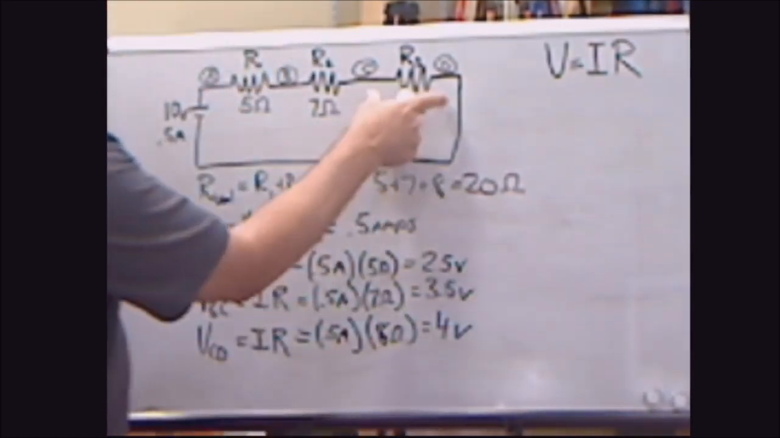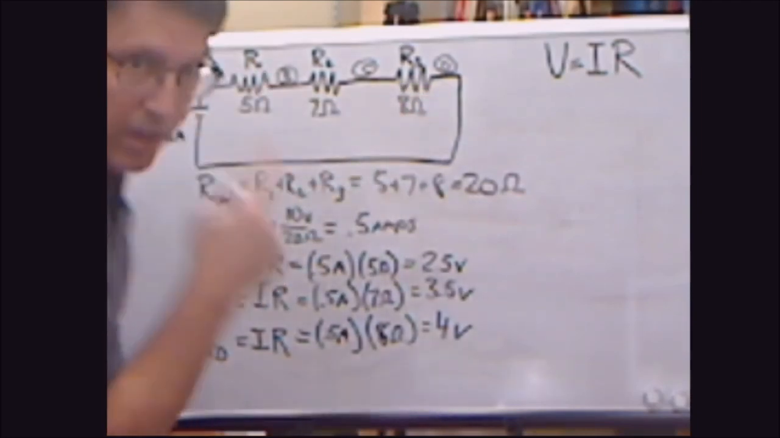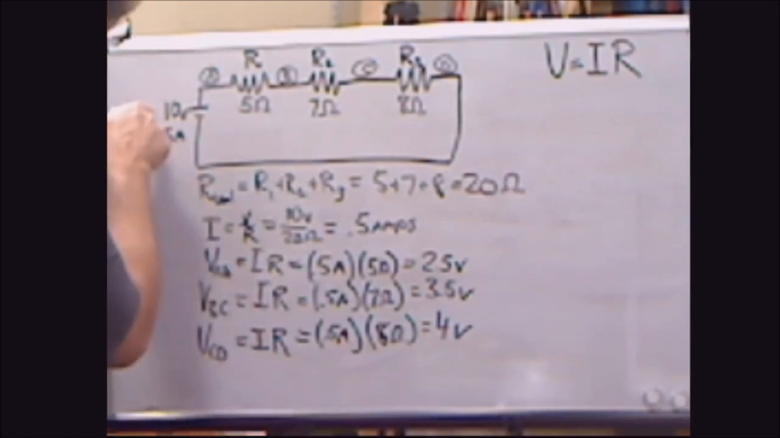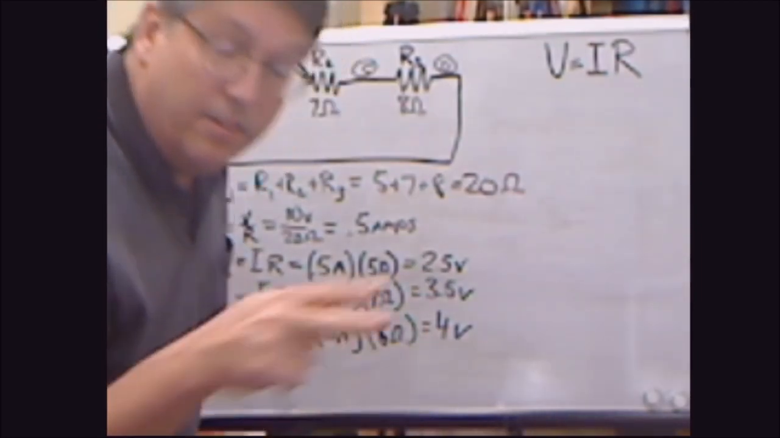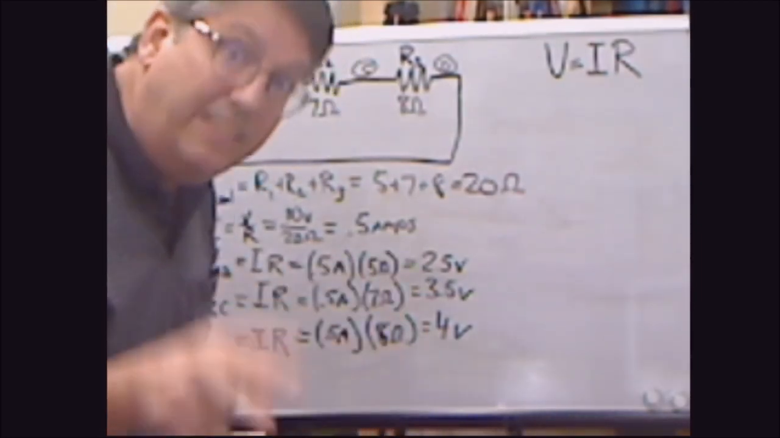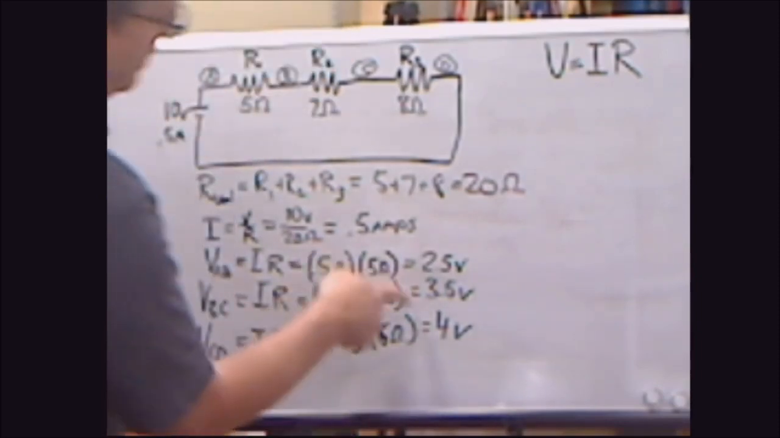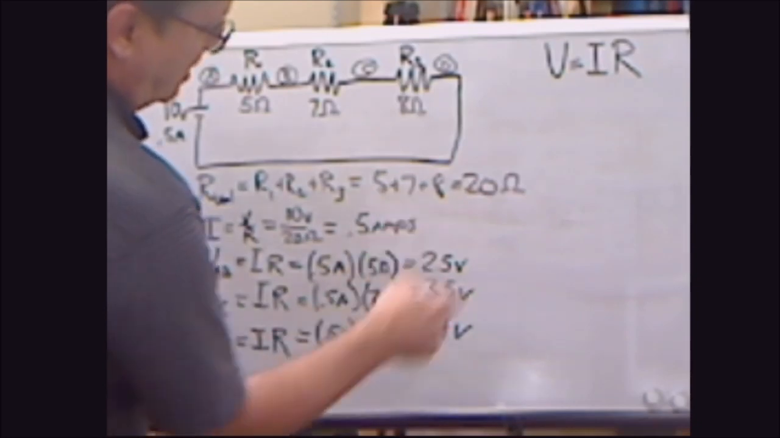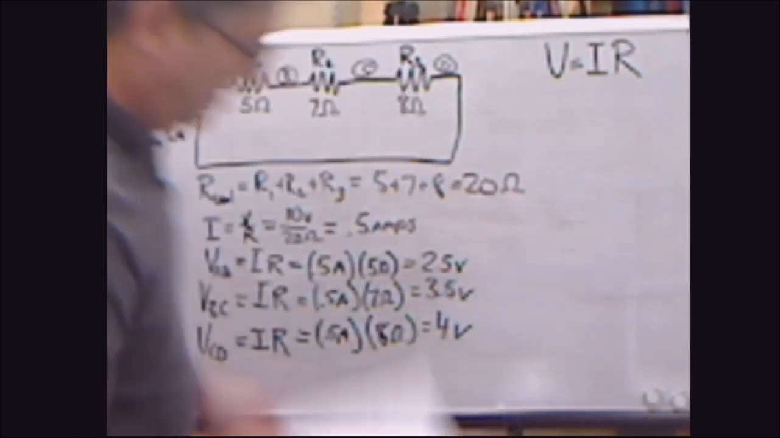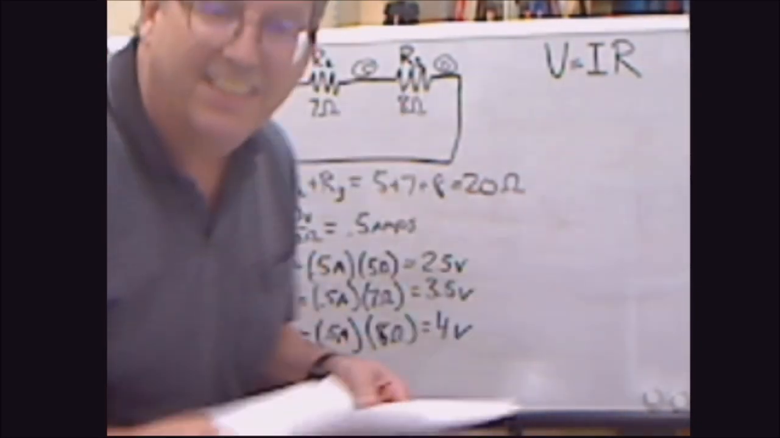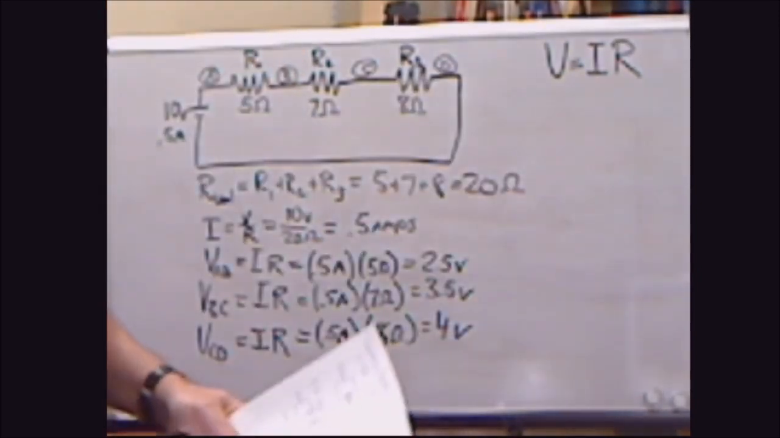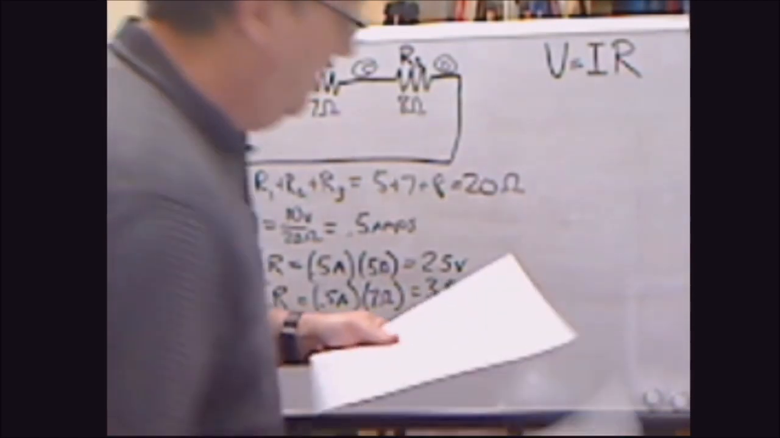So now we found out what the voltage drop is across each of these resistors. And since it's a 10 volt drop altogether, the voltage drop across each resistor needs to add up to 10. And in fact it does. 2.5 plus 3.5 is what? 6. Plus 4 is 10. So there we go. Isn't electricity wonderful and magical? All right, so that is series.